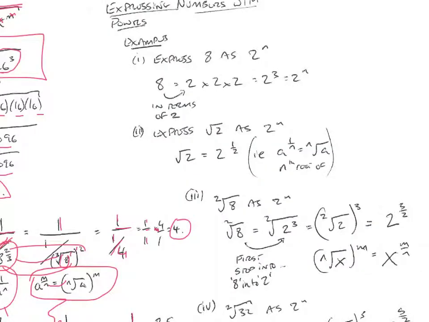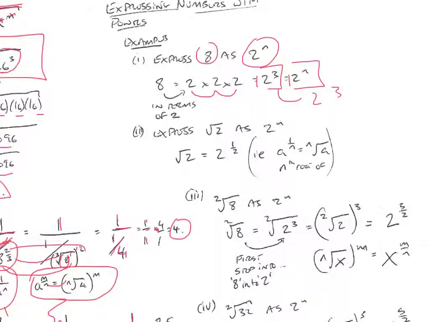Now, let's look at expressing numbers with powers. So express 8 as 2 to the power of n. So I have to turn this 8 somehow into 2 to the power of something. So 8 in terms of 2, well 2 times 2 times 2 is 8. That's 2 cubed, so that's 2 to the power of n. So 8 expressed as 2 to the n is 2 cubed.